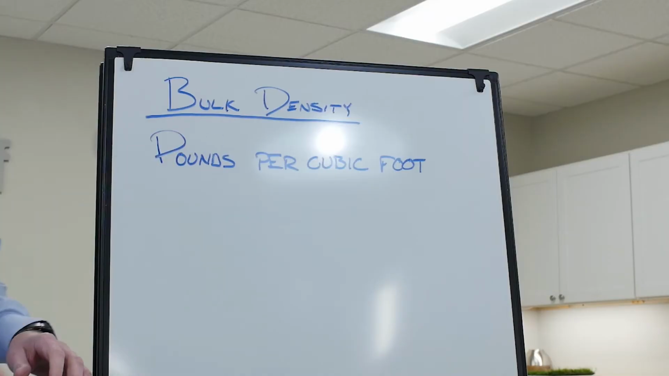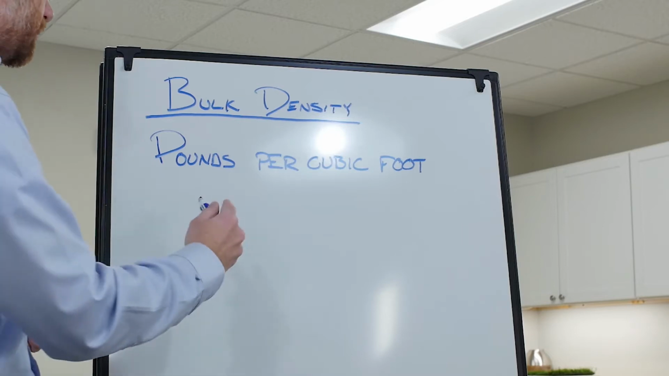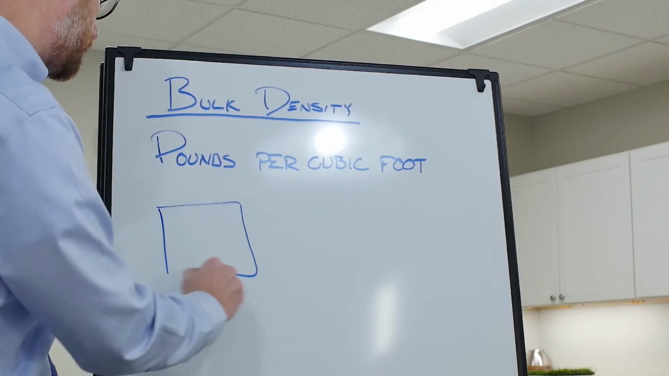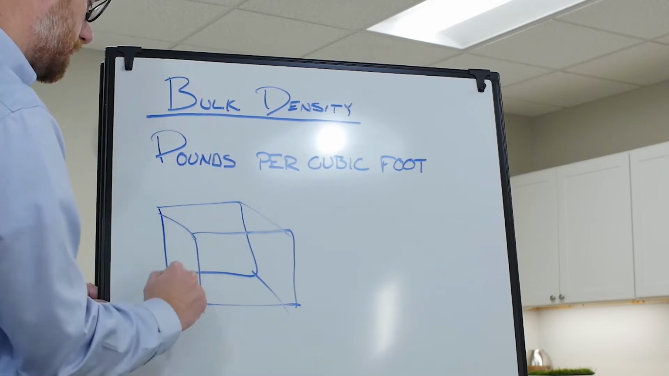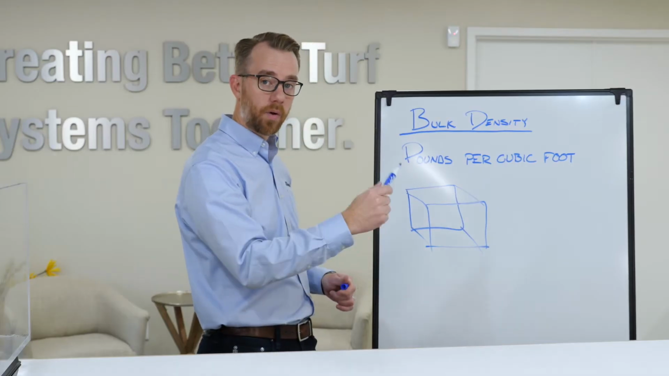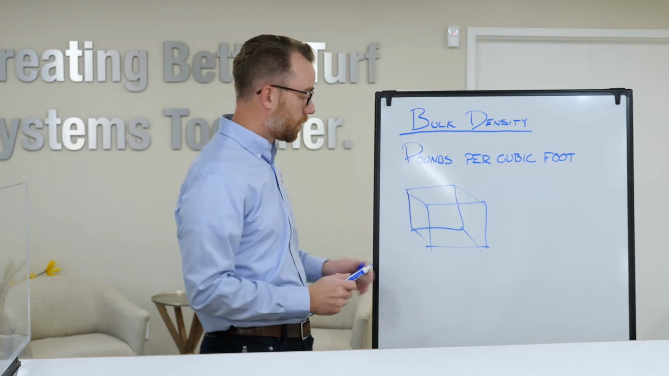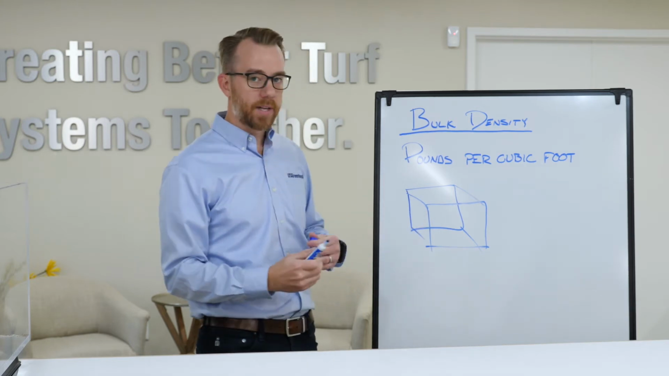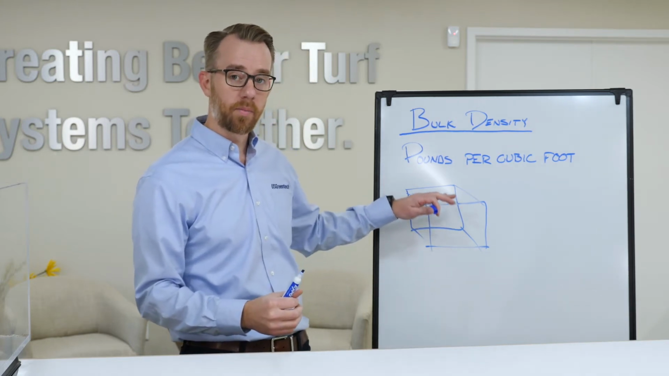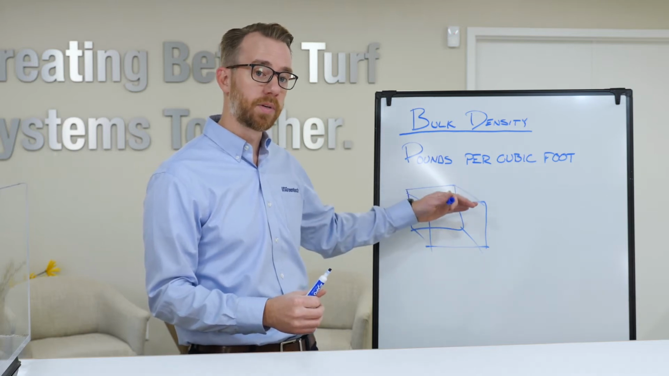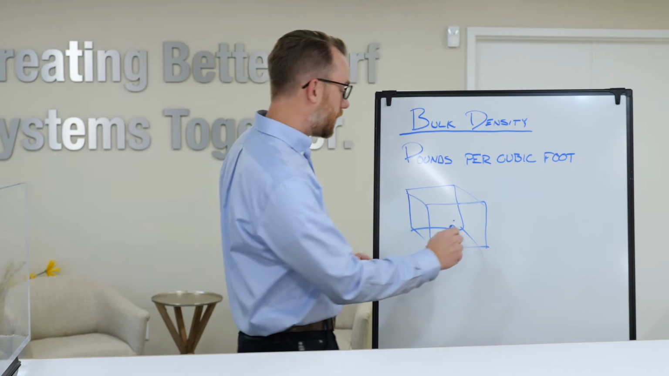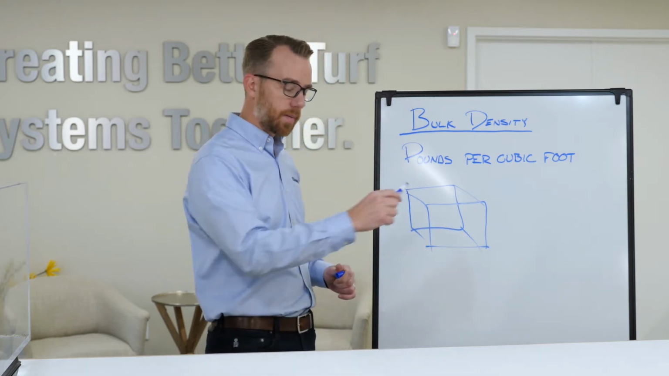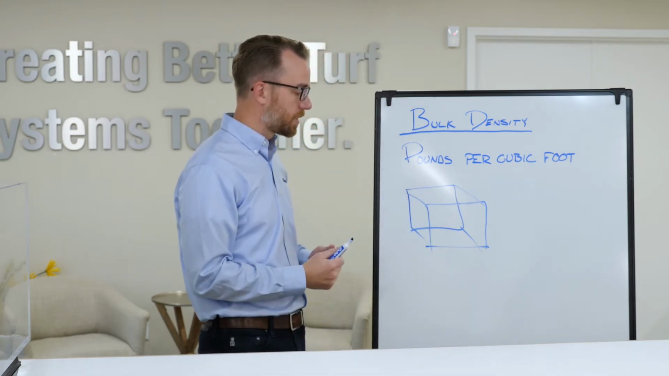So bulk density is defined as the pounds per cubic foot. And if we would draw a 1 foot cubic box, that's simply 1 foot wide by 1 foot tall by 1 foot deep, we'll have a cubic foot. Now if we imagine filling this up with cork, it's going to be a very light box. If we filled this up with sand, it's going to be a very heavy box. So let's take this concept and apply it to a synthetic turf field.